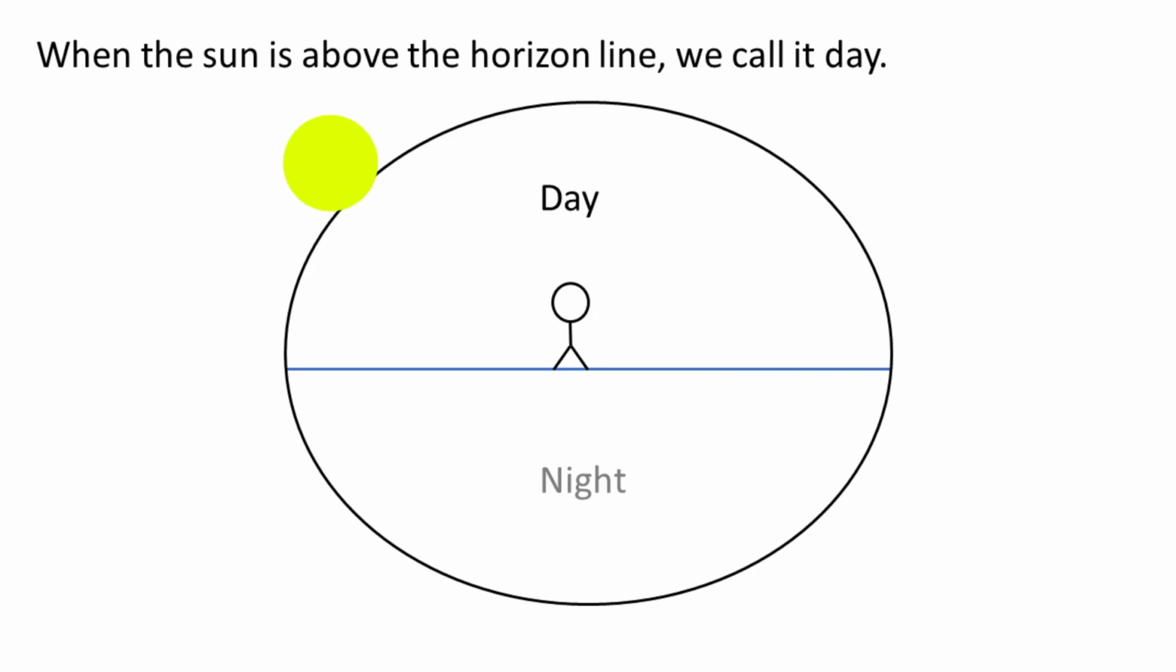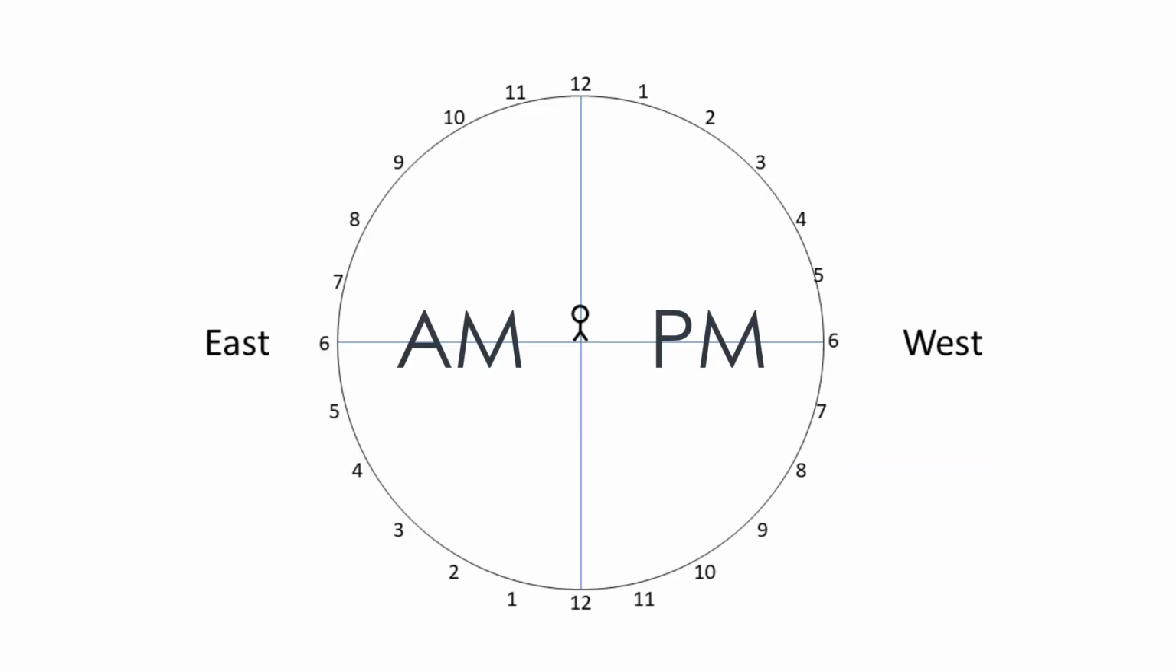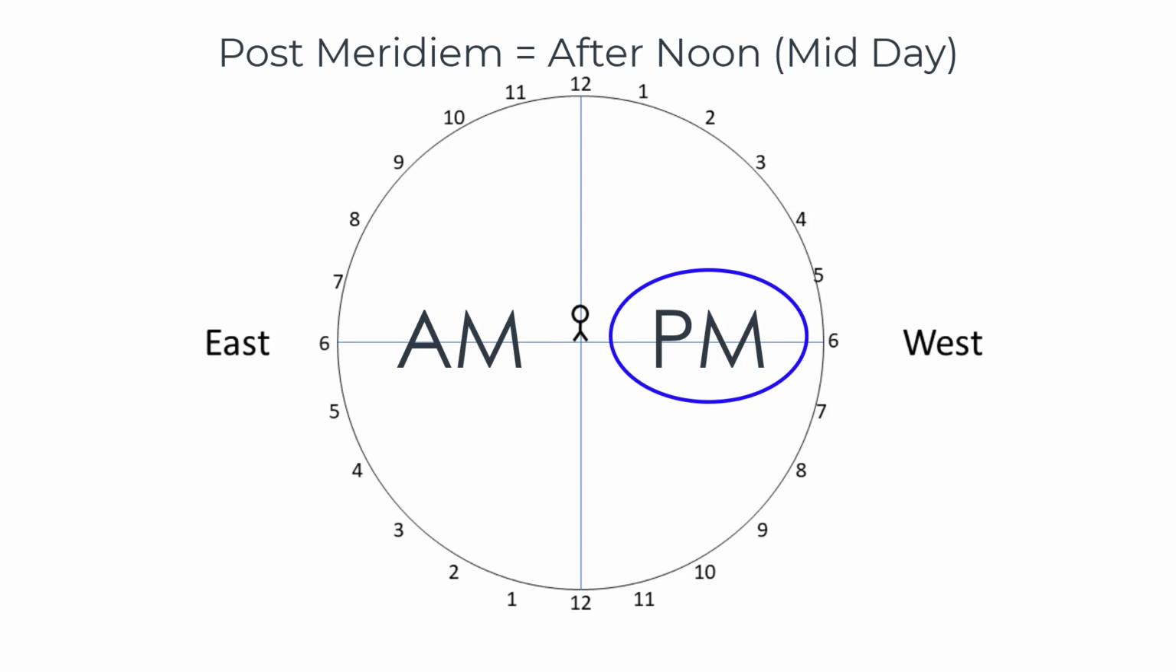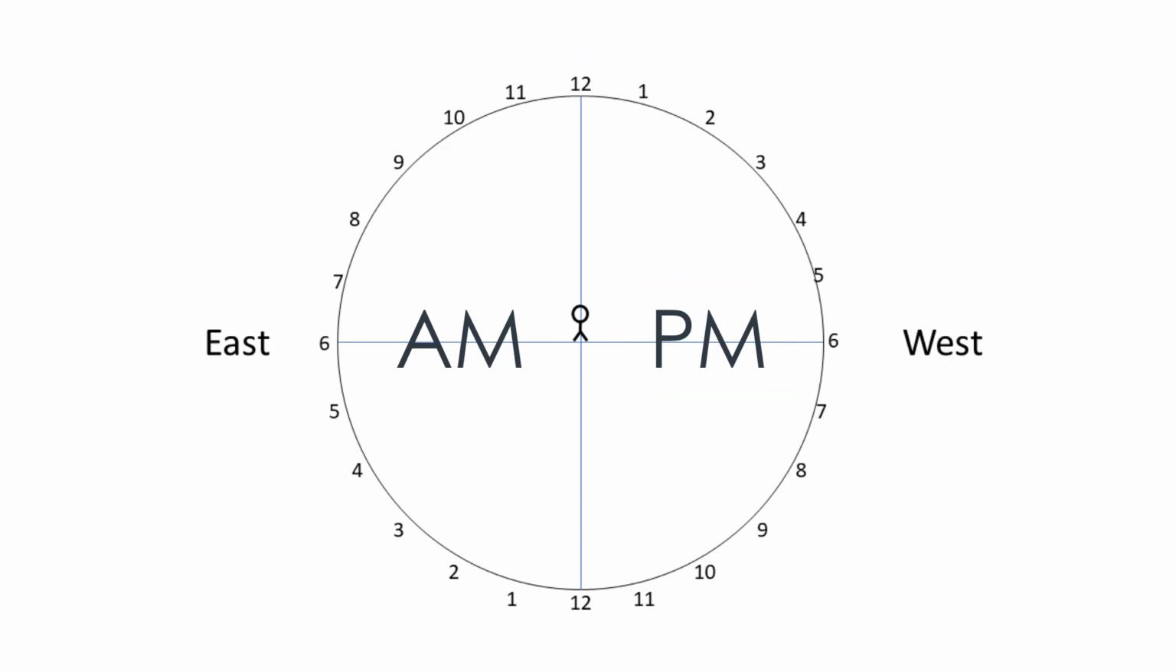We call it daytime when the sun is above the horizon, and we call it nighttime when the sun is below the horizon. We can also divide this path into AM and PM. AM comes from the Latin phrase ante meridiem, and it simply means before noon. PM comes from the Latin phrase post meridiem and means afternoon.